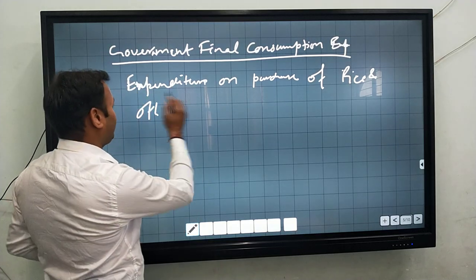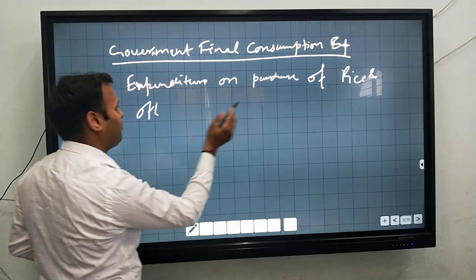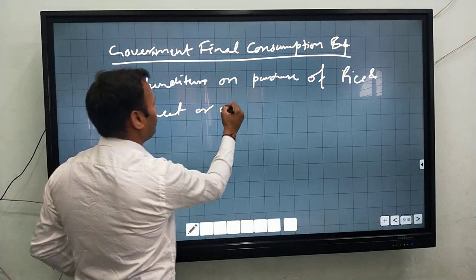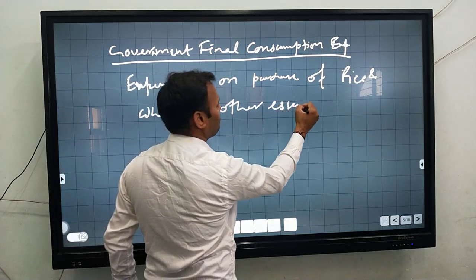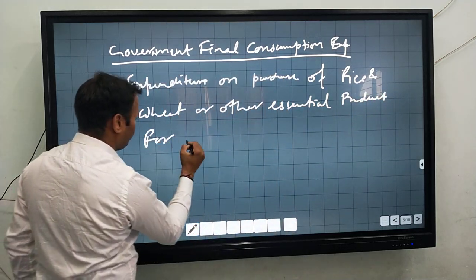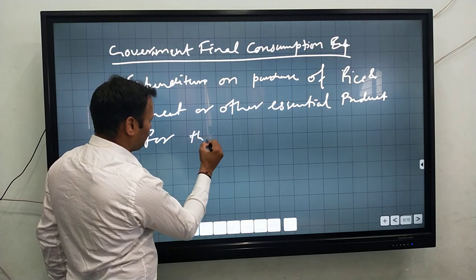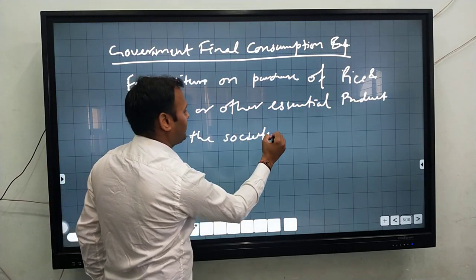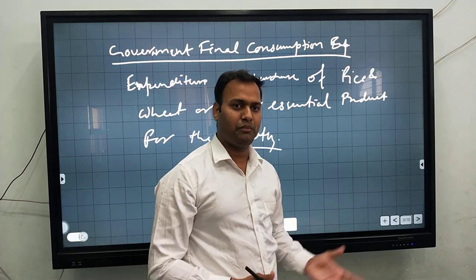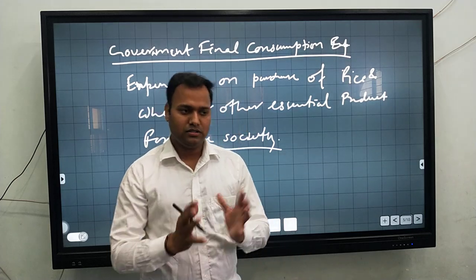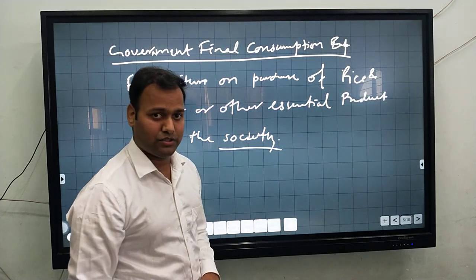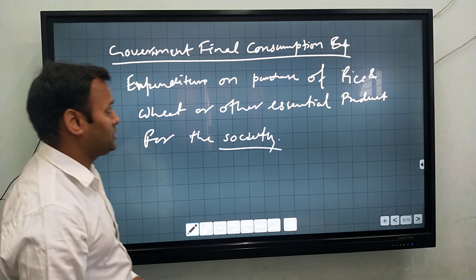Okay, so here you can write expenditure on purchase of rice, wheat or other essential products for the society. Okay, society means the weaker section of society, those who are not able to fulfill their basic requirements. So the government spends some amount of currency so that they can purchase the rice and wheat for the society. Okay, so this is the meaning of the government final consumption expenditure.